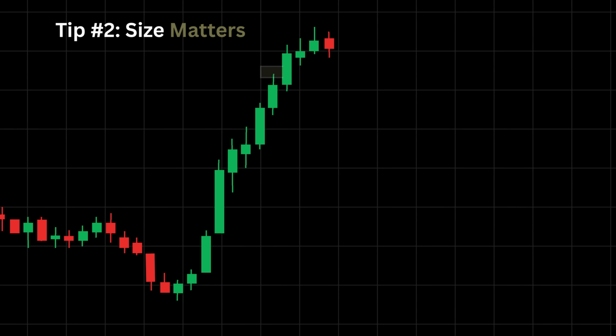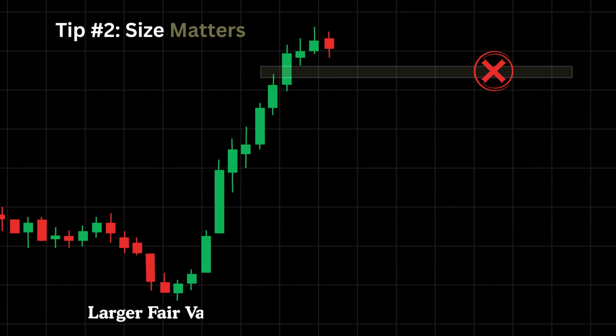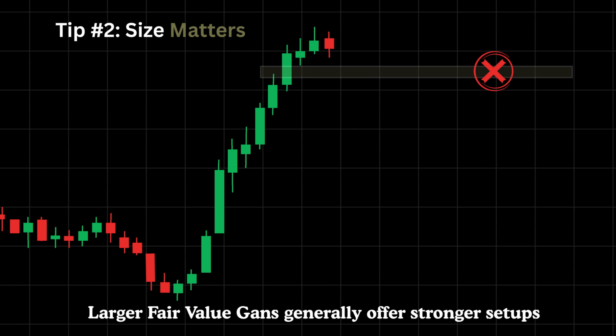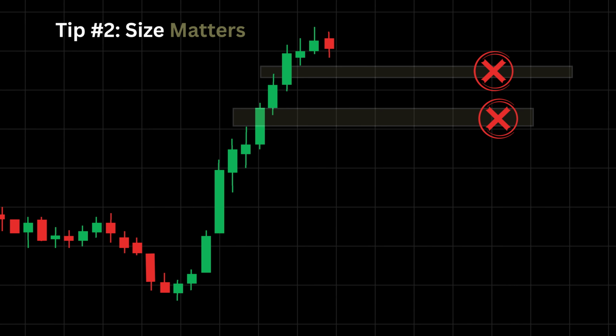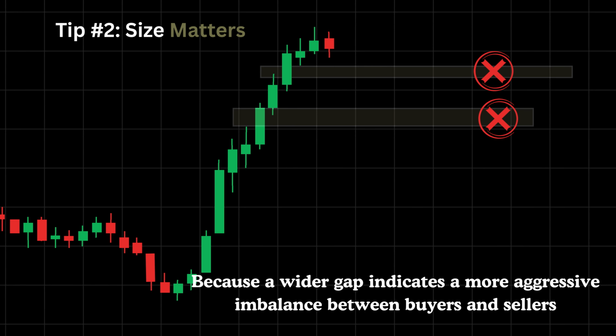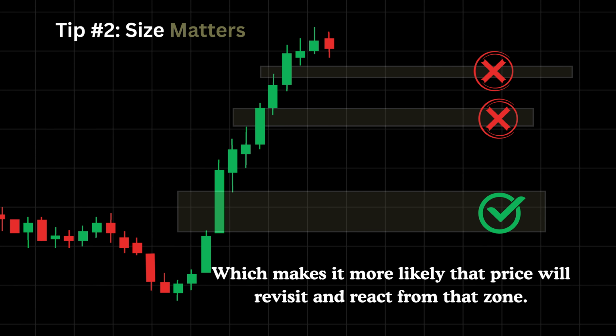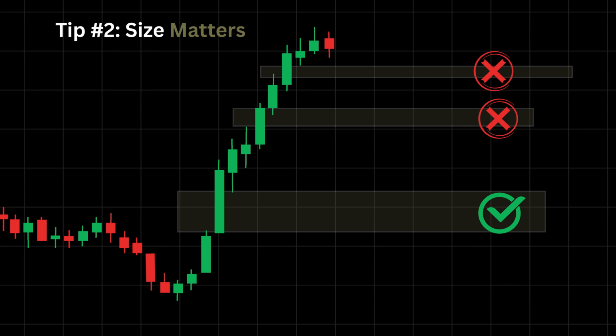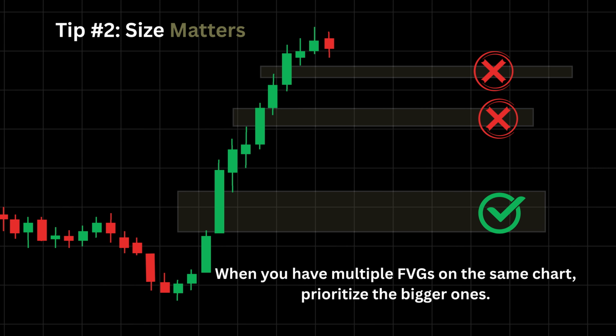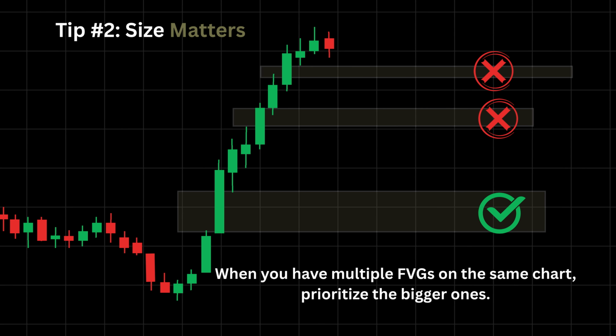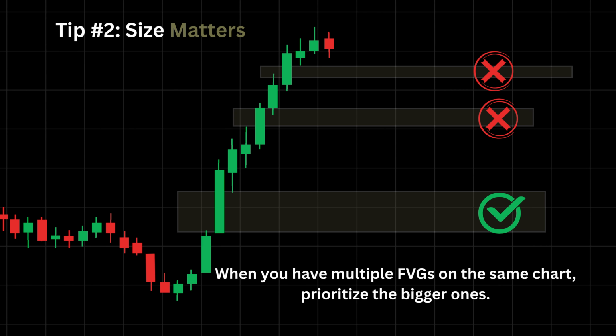Tip number 2. Size does matter. Bigger fair value gaps typically present more reliable setups. Why? Because a wider gap signals a stronger imbalance between buyers and sellers, increasing the chances that price will return and respond to that area. When you're looking at several fair value gaps on the same chart, give priority to the larger ones. They usually carry more weight.